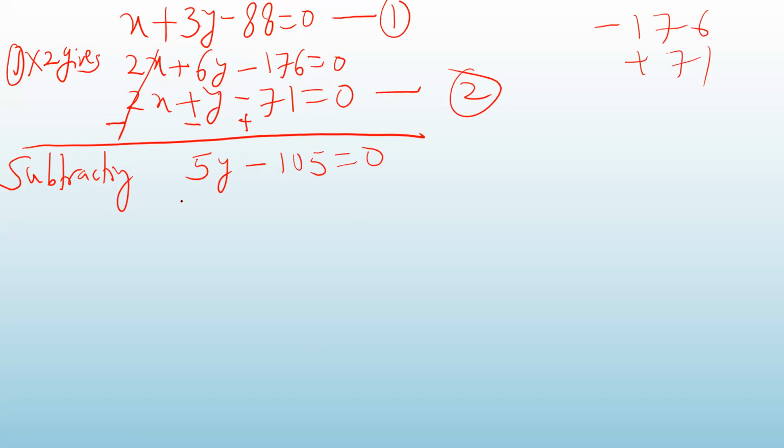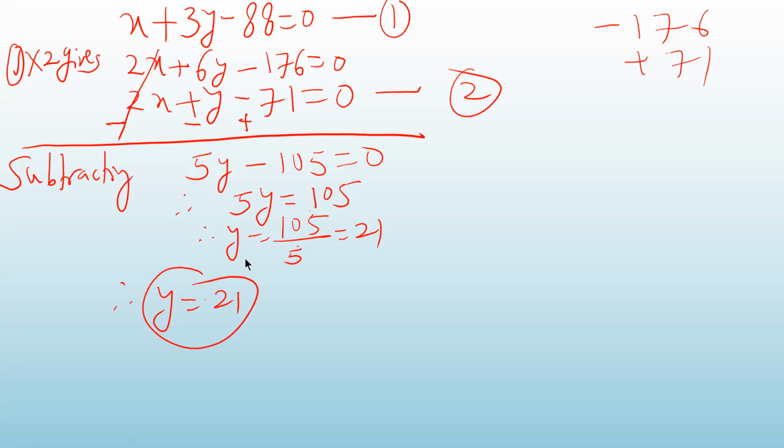So what is the value of y? See, 5y minus 105 is 0. So 5y is 105. Shift this minus 105 to the other side, so its sign will change. The value of y is 105 divided by 5, that is 21. So you got the value of y as 21. Now to find out the value of x, you put this value of y in any one of the equations, either 1 or 2.